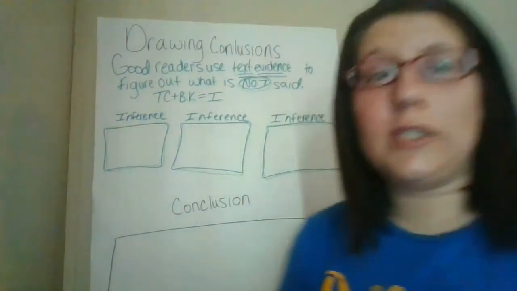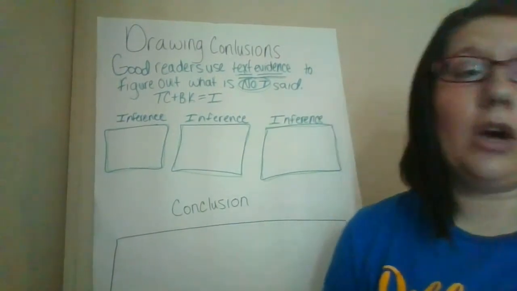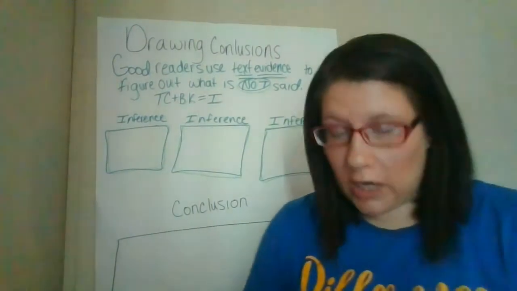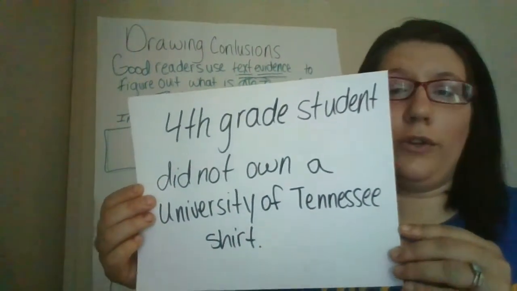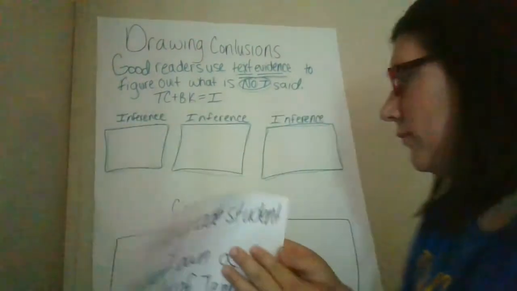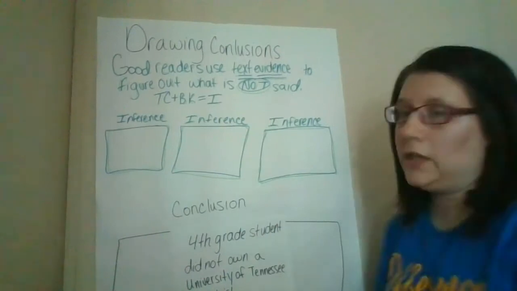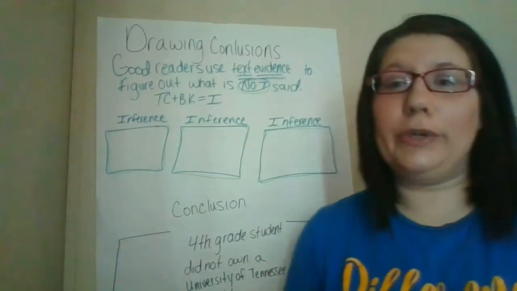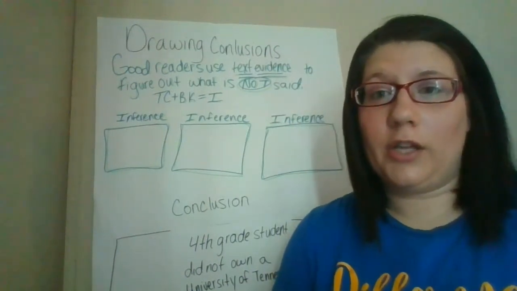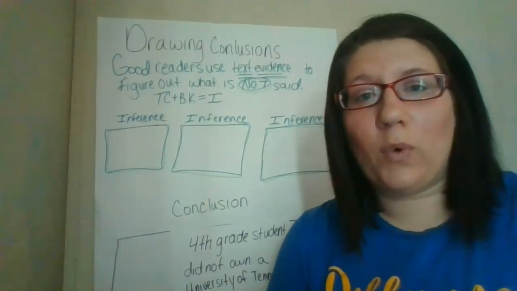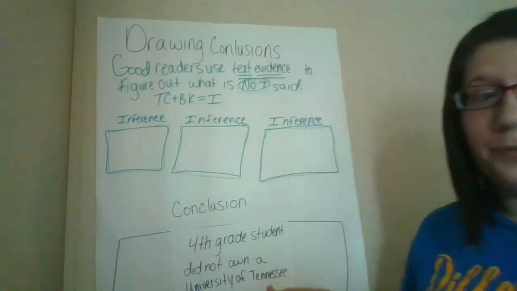So our conclusion today comes from a story called Kids Drawing Made into a College Shirt. And our conclusion is that the kid, the fourth grade student, did not own a University of Tennessee shirt. So I'm going to put that there in my conclusion box. And now I have to prove through text evidence and my own background knowledge and the inferences that I've come up with that this conclusion is true.